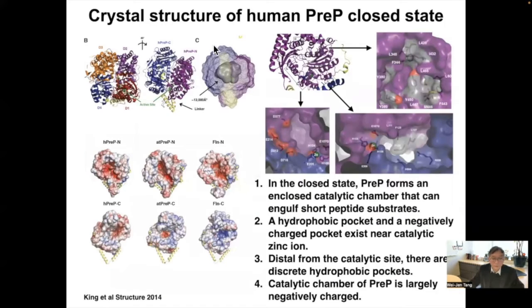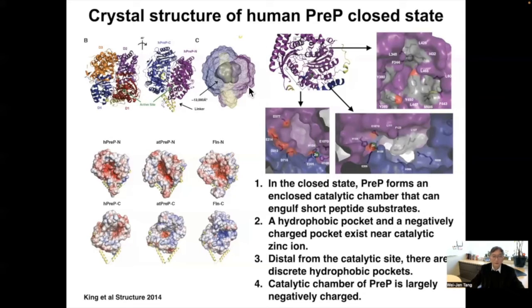John King first reported in my lab and first solved the closed structure of presequence protease. It's actually in a closed state, forming a chamber large enough to engulf a peptide about 70 amino acids long. If you look at the inner chamber of this catalytic chamber, you'll find it's highly negatively charged, so it can recognize a positively charged peptide. There are a number of hydrophobic pockets on the side away from the catalytic center, or near the catalytic site, that allow it to recognize hydrophobic residues of the presequence as well as amyloid beta.